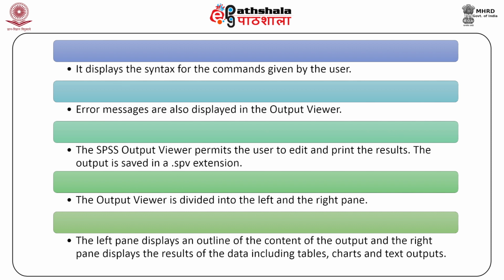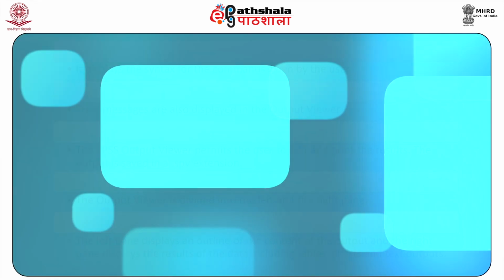The output viewer is divided into the left and the right pane. The left pane displays an outline of the content of the output, and the right pane displays the results of the data, including tables, charts and text outputs.